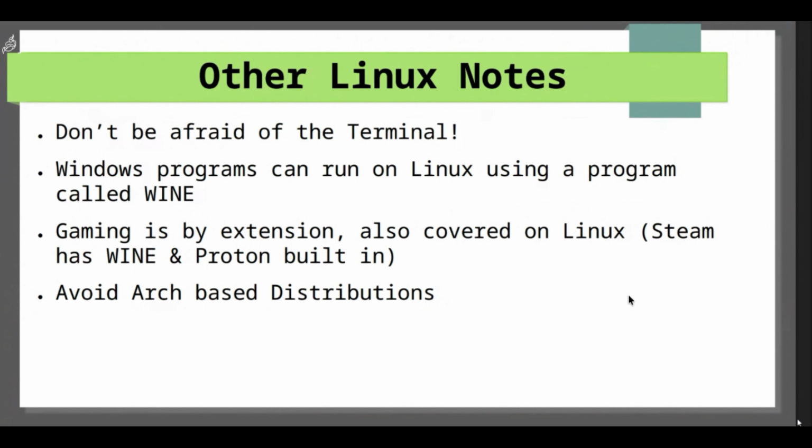Windows programs can be run on Linux, if that is a barrier. They use a thing called Wine. It's very good. Lets you run things like Photoshop, FL Studio, all the fun stuff. And by extension, gaming's good. It's covered by Linux because Steam is what most people would use to game on the computer. It has Wine and Proton built in, and Proton is just a fancier version of Wine.